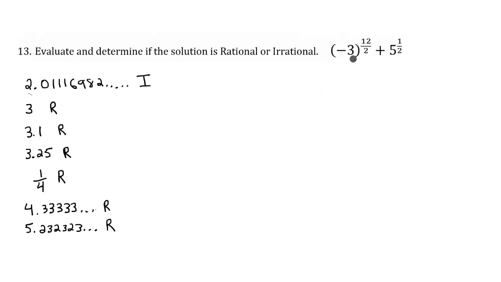Number 13, we want to evaluate this. So I know that I could simplify 12 over 2. So let's rewrite negative 3. 12 over 2 becomes 6 plus, if I rewrite this as a radical term, I take that 2, swing it around there, it's really going to be the square root of 5, right? So negative 3 to the 6th power, that's going to be 729 plus, well then we have to do the square root of 5.